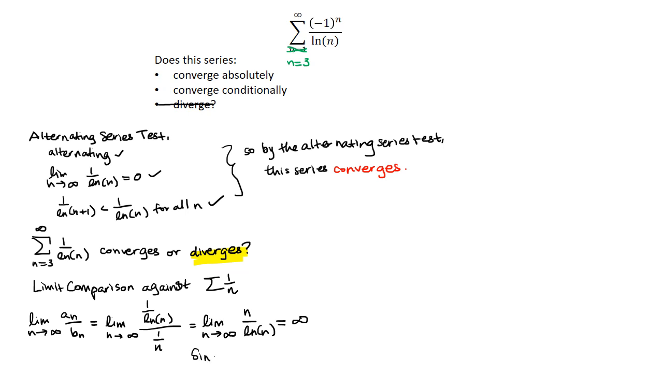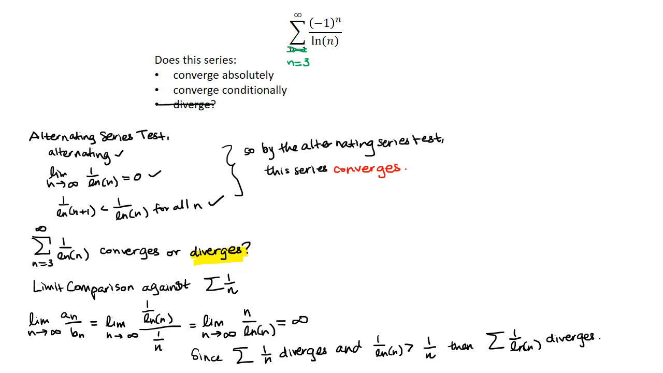Since the series 1 over n diverges, and the terms 1 over log of n are bigger than 1 over n, right? Since the ratio goes to infinity, 1 over log of n gets much bigger than 1 over n, then this series 1 over log of n diverges.